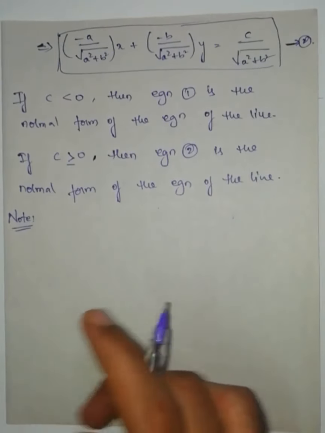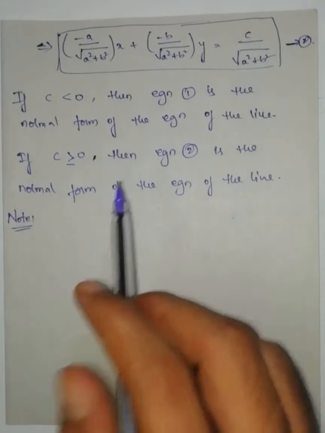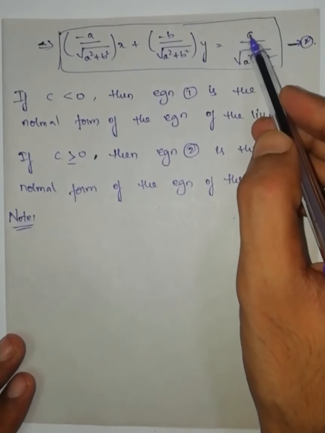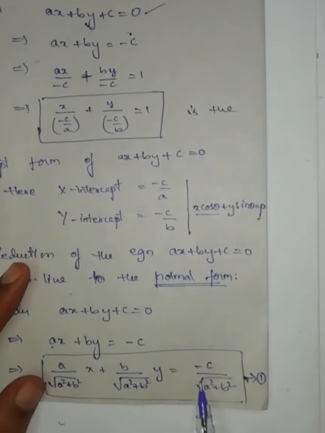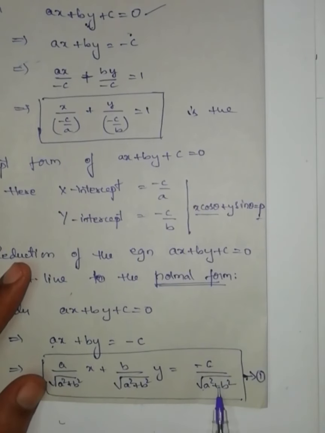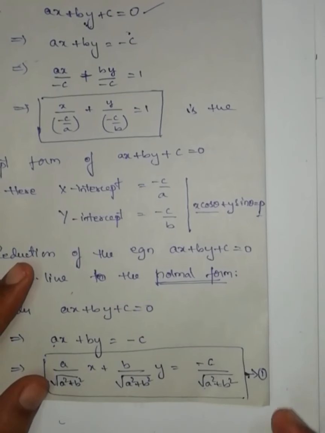So here from just now we have learned that either we will get c by under root a square plus b square, or we will get minus c by under root a square plus b square. Therefore that is nothing but the perpendicular distance. That one I am going to write as a formula.